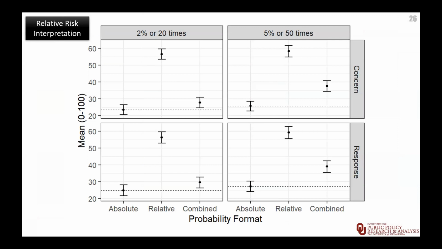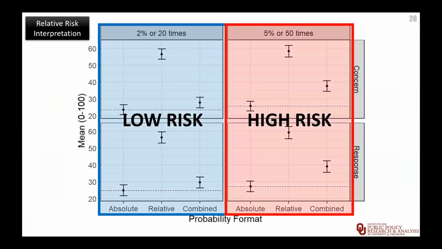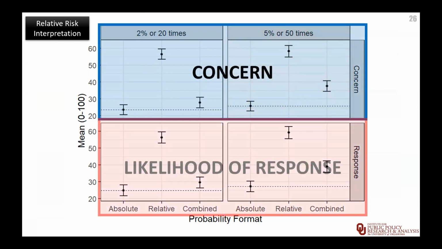So when we look at this data, we get this big complicated plot that I'm now going to break down really quick so it's really easy to understand. We have the low risk and the high risk groups on the left and right. You can see that now there are 6 groups divided along that x-axis. And then we have the concern and likelihood of response answers on the rows.